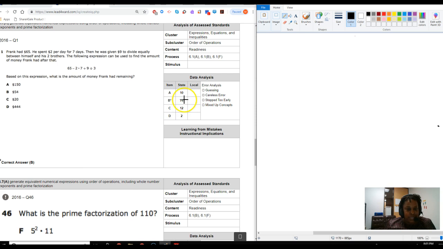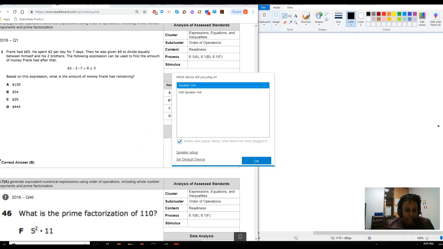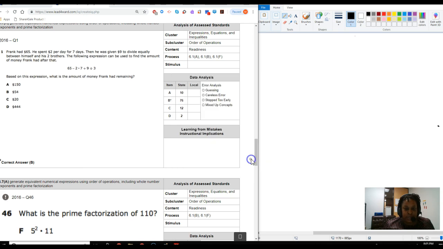We already can see here that the answer is B because 76% of the people in the state of Texas got this one correctly. This is actually a very simple PEMDAS question. So let's talk about that right quick.